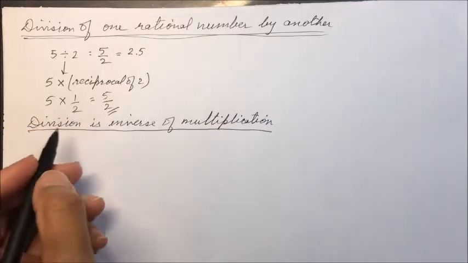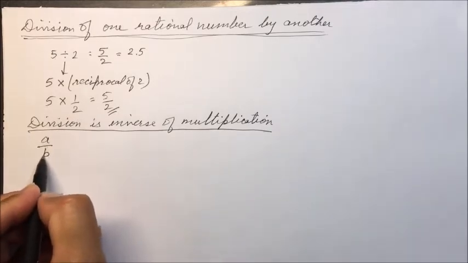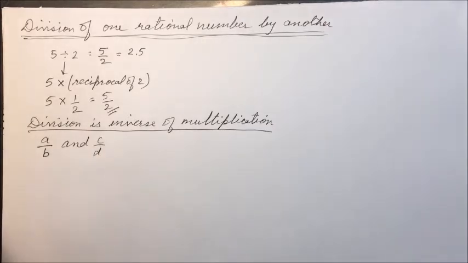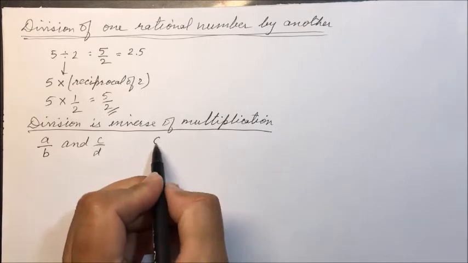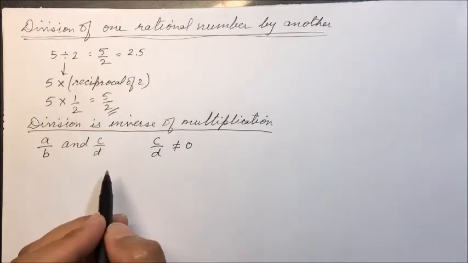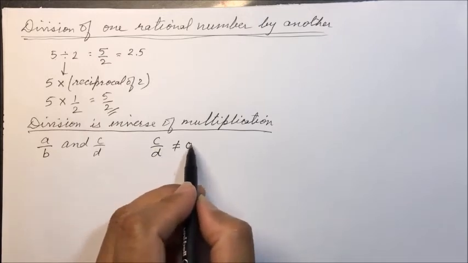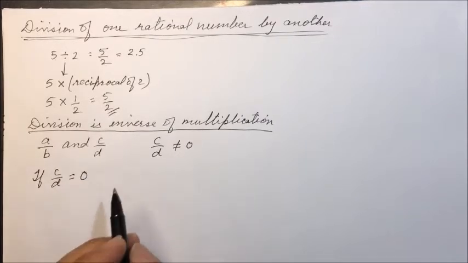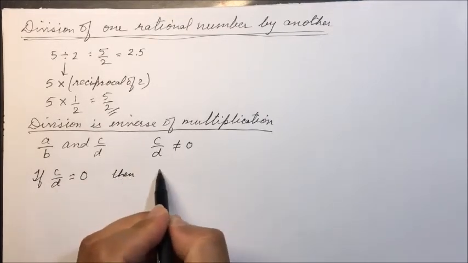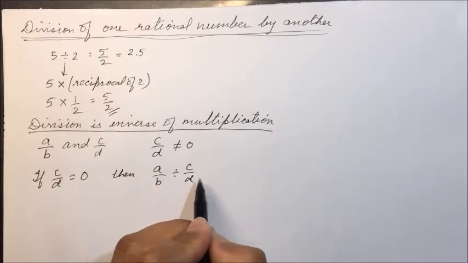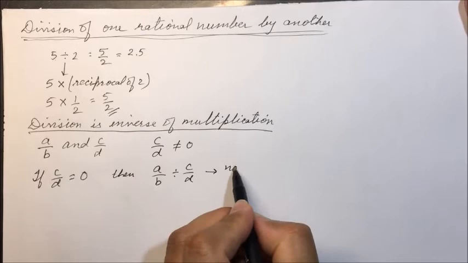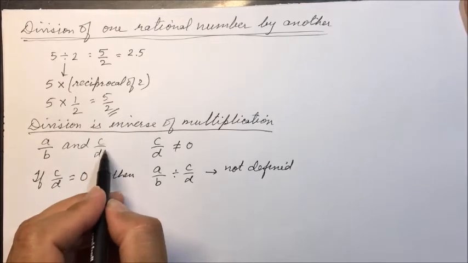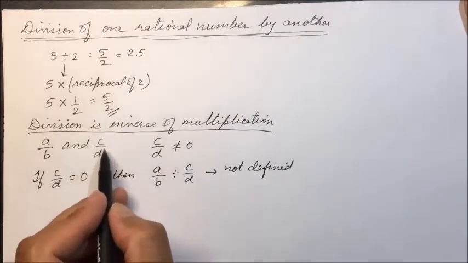Now we generalize it. For example, two rational numbers are given, a by b and c by d, such that c by d is not equal to 0. So the divisor c by d should not be equal to 0. For example, if c by d equals 0, then a by b divided by c by d becomes undefined, it is not defined. So this number must be a non-zero rational number.